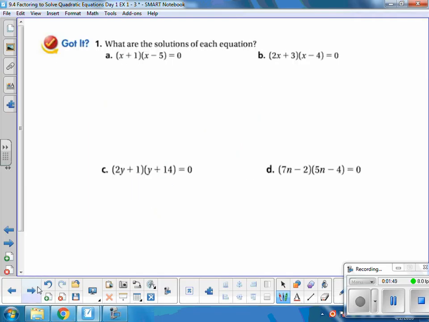Now, I would like you to do this using the zero property to find the solution to these quadratic equations. So go ahead and press pause and work them out and see what you come up with.